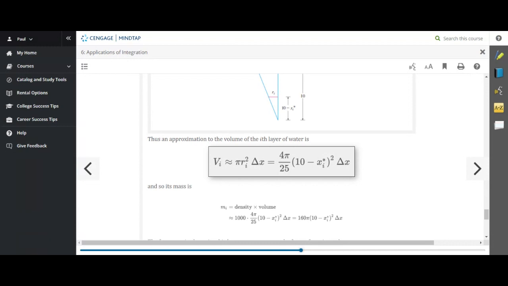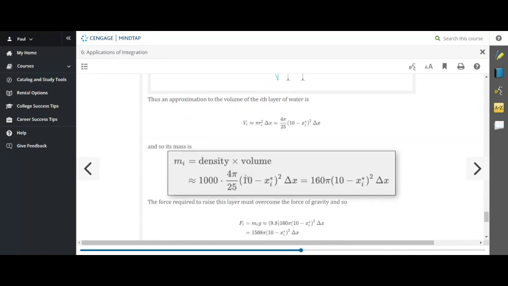Maybe from high school, that formula. Sure, Mark remembers that. Clea remembers that. Well, if density is mass divided by volume, then mass is density times volume. The volume we know, and the density in this problem, they said density of water is 1,000 kilograms per cubic meter. So to get the mass of the ith layer of water, we will take density times volume and get 160 pi times the quantity 10 minus xi squared times delta x.